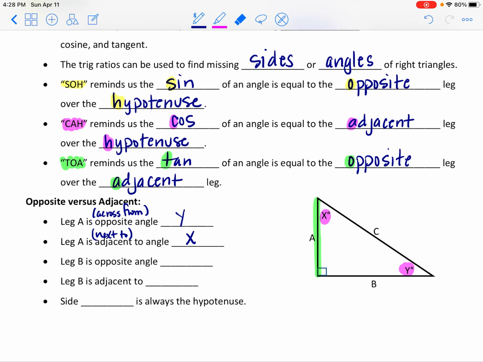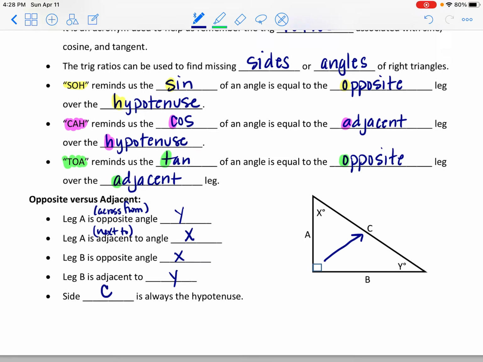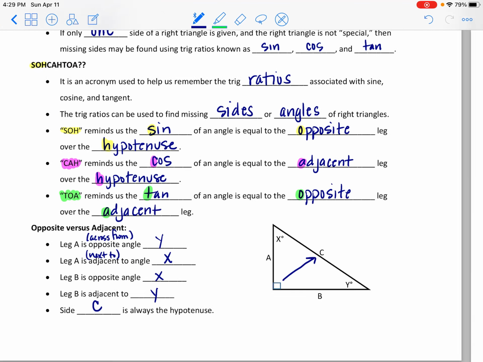Okay, so then if we were looking at leg B right here, leg B is opposite of angle X. It is across from angle X, but it is adjacent to angle Y. So leg B is opposite angle X and adjacent to angle Y. And then it doesn't matter what angle we're looking at, the hypotenuse doesn't move. The hypotenuse is always across from that 90-degree angle, so side C is our hypotenuse. Okay, so adjacent is next to our angle, opposite is across from our angle.